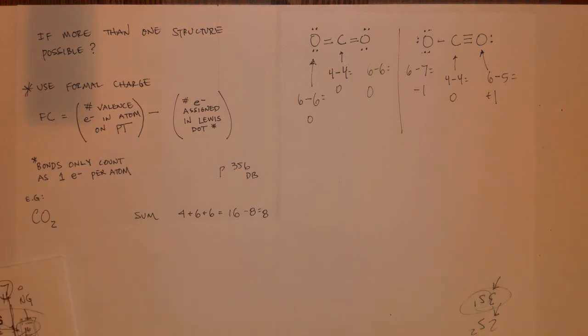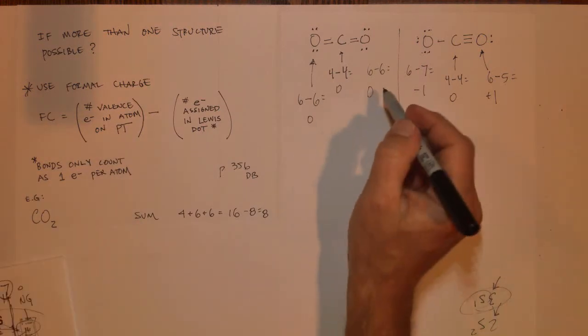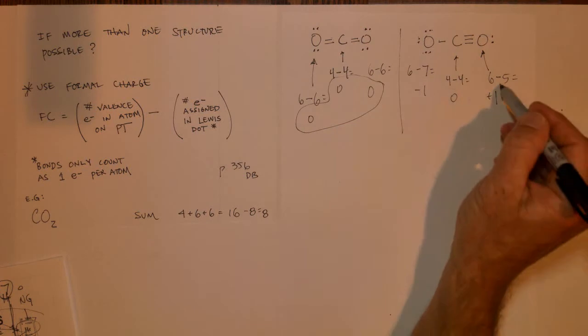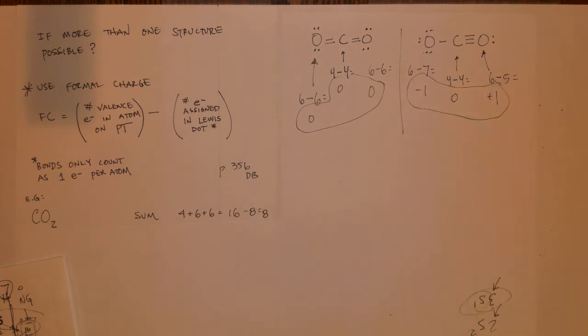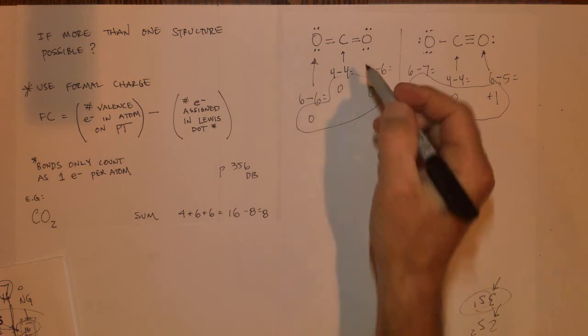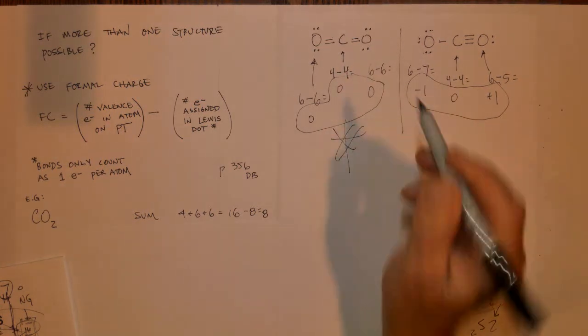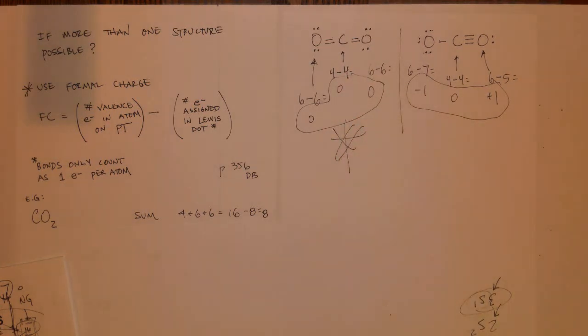All right, once you've assigned the formal charges for each one of the atoms in there, look and see which has the most formal charges closest to 0. Well, this one there's no question. Obviously, this structure right here is going to be our most dominant structure because it has the most formal charges closest to 0.